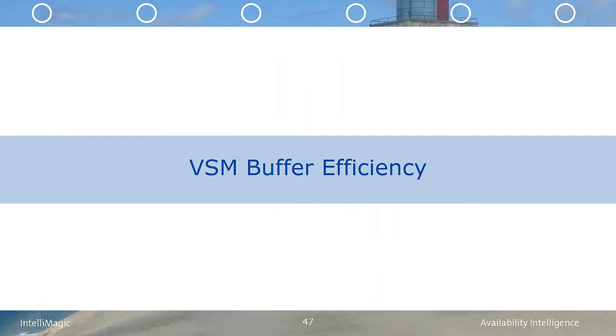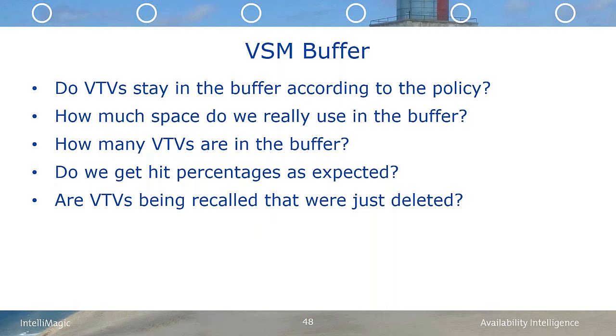And next, we're going to look at some buffer efficiency. There's a lot of different parameters that tell how well my VSM buffer is doing. We want to know if they're staying in the buffer according to the policy. There's some management classes you want to stay in there for a good long time. There may be others that you don't really care if they're in there very long. How much space am I using in that buffer for each of the management classes, and how many VTVs are in there? But more importantly, sometimes, are we getting the hit percentages that we expect?